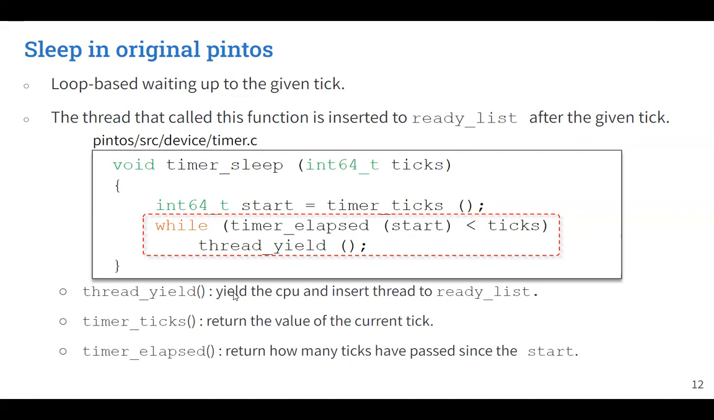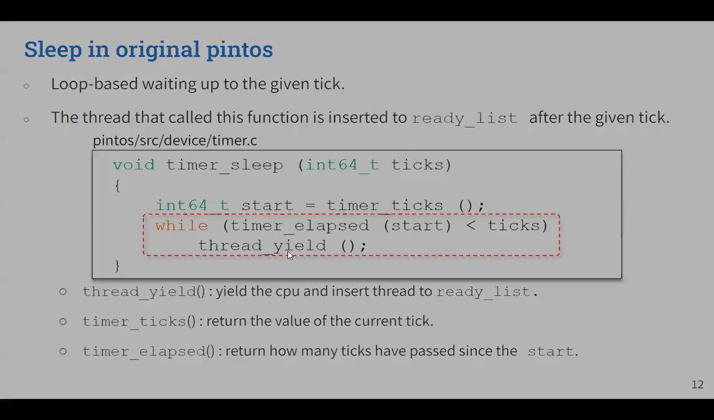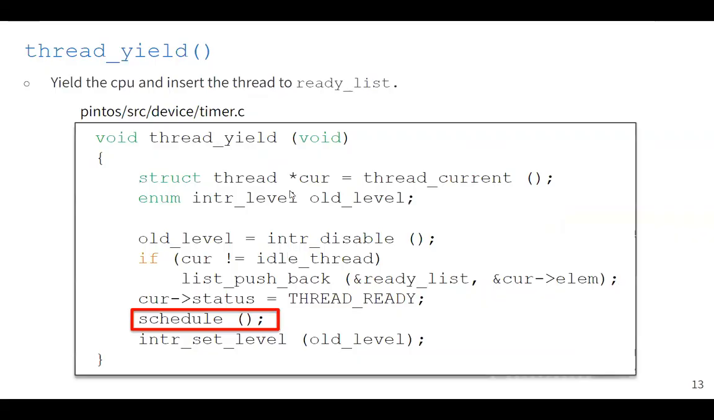So thread yield yields the CPU and inserts the thread to the ready list, and the timer ticks function returns the value of the current tick, and timer elapsed returns how many ticks have passed since start. So that's pretty straightforward. The thread yield function yields the CPU and inserts the thread to the ready list. So that's what this function does.